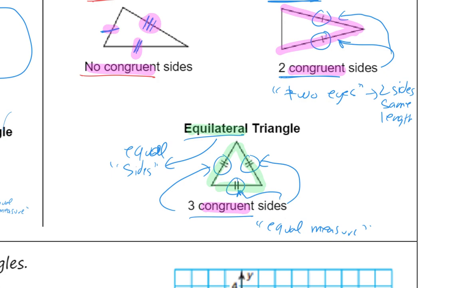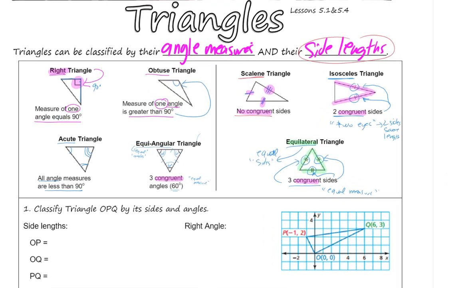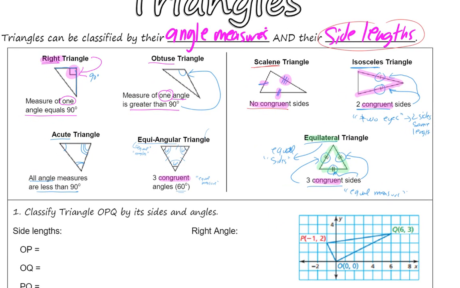Okay, so keeping that in mind, that's how we're going to classify all triangles. They are going to be one of these and one of these. So we're going to choose from column number 1 and column number 2. It has to be one of these and one of those, both. All right, so let's talk about this one right over here.